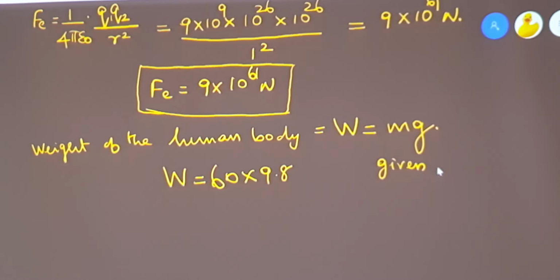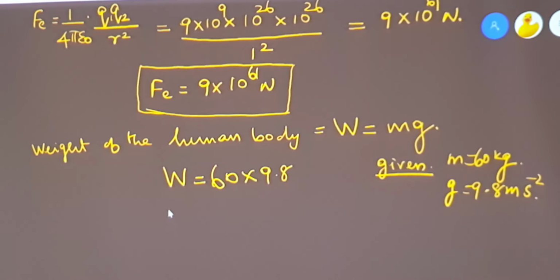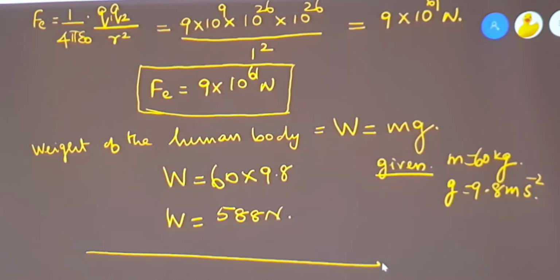Given M is equal to 60 kilogram and acceleration due to gravity G is 9.8 meter per second square. So on multiplication, nearly 600. So on multiplying, we will be getting the answer as 588 Newton. This is the weight of the human body. You can very well compare. The electrostatic force is considered to be very much higher than the weight of the human body.